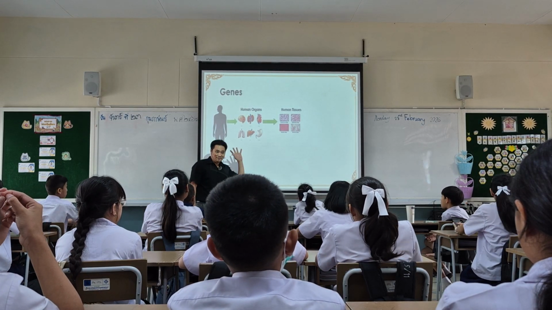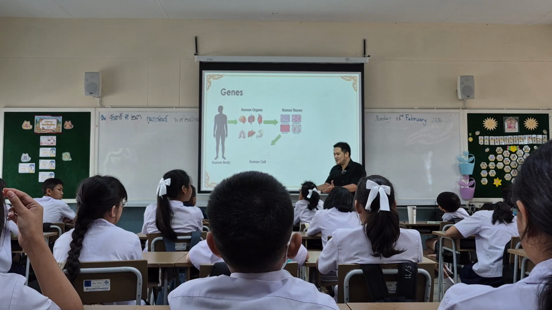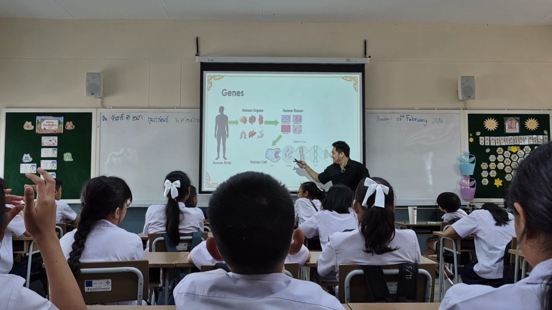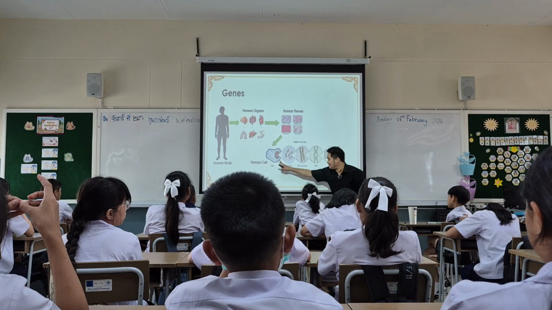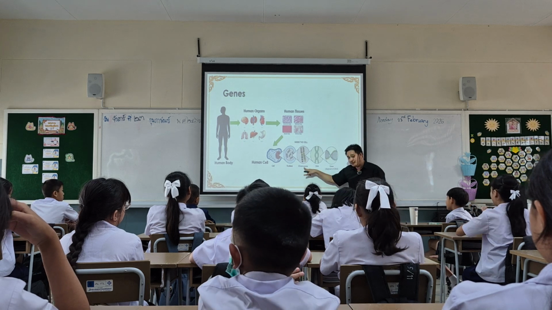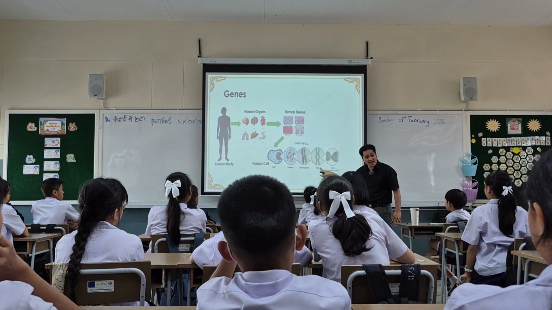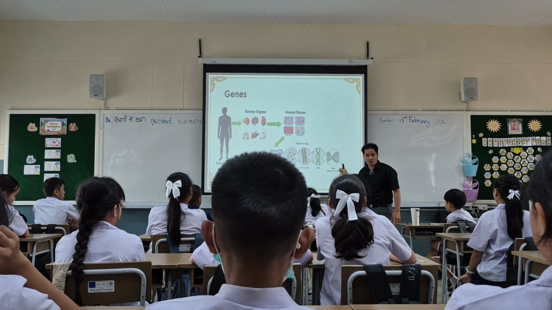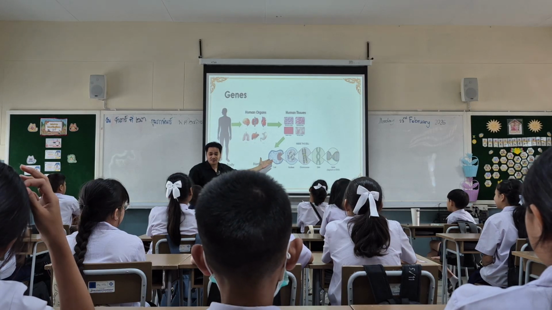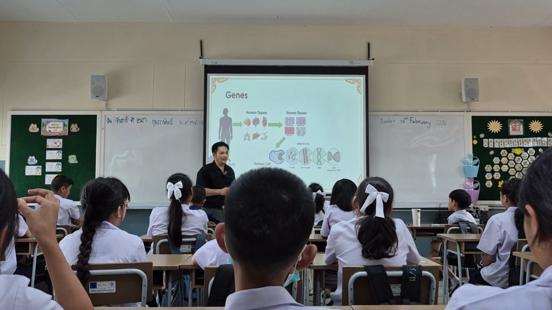Human tissues are made up of what? Cells. Human cells. Inside the cell, we have the nucleus. Inside the nucleus, we have chromosomes. Inside the chromosome, we have DNA. And within DNA, we have genes. Can you follow it now? Do you understand how we end up in genes?